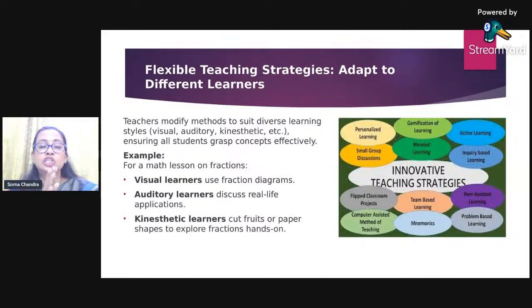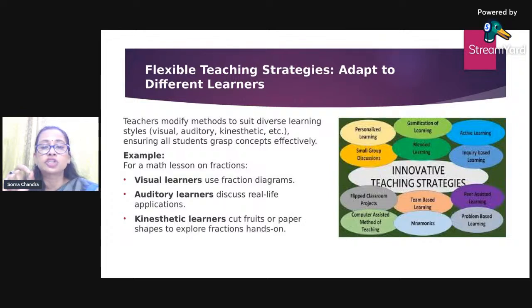Next is flexible teaching strategies, which we should apply to adapt to different learners. In our classroom, we have different kinds of learners. So, flexible teaching strategies involve adapting instructional methods to meet diverse learning needs. Some are average, some require more time, some grasp the concept very easily. So it is very, very important to address students who have diverse learning needs, interests, and abilities. This approach will ensure that all your learners, regardless of their background or, say, learning style, can access, engage with, and retain knowledge effectively.